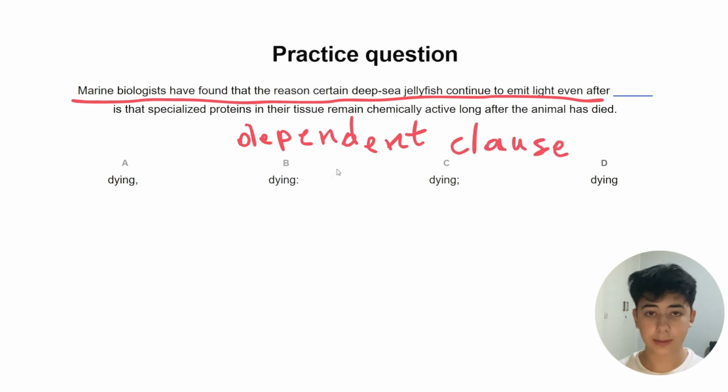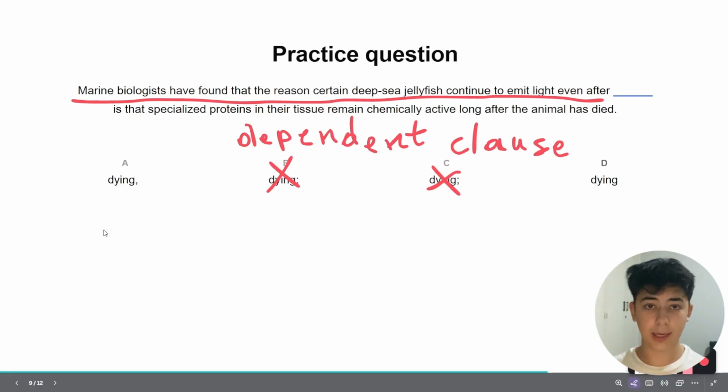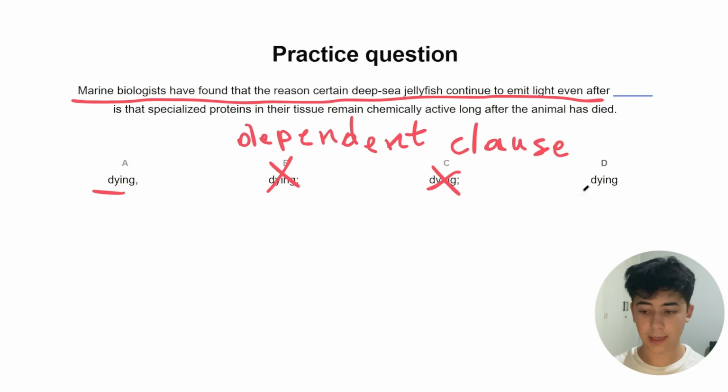So that allows us to eliminate two answer choices. That's going to be B and C, because colons and semicolons require an independent clause before them to actually be used. And in this case, you have a dependent clause, so we can automatically eliminate them. So that leaves us with two answer choices. You have A and then you have D.